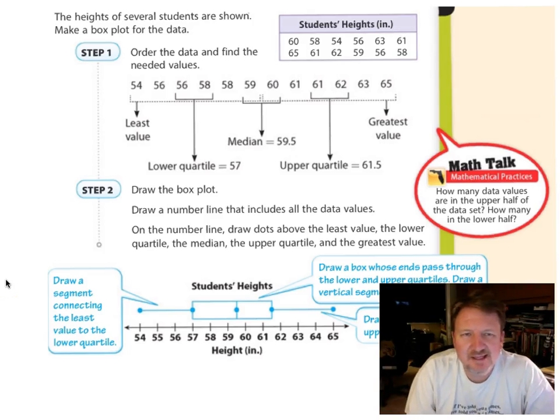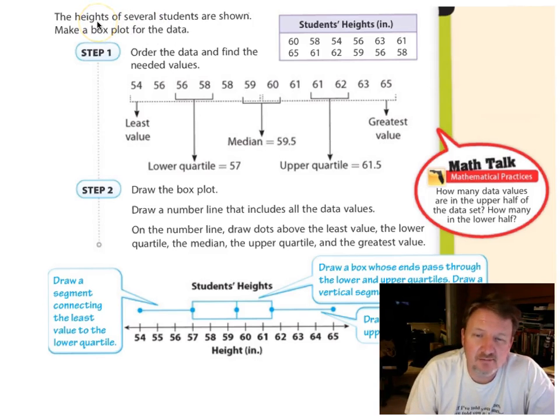This may look a little daunting, but it is so not. Don't let all these words confuse you. I'll try to break it down as best I can. Here's an example of how you find a box plot. It says the heights of several students are shown, and you need to make a box plot for the data.